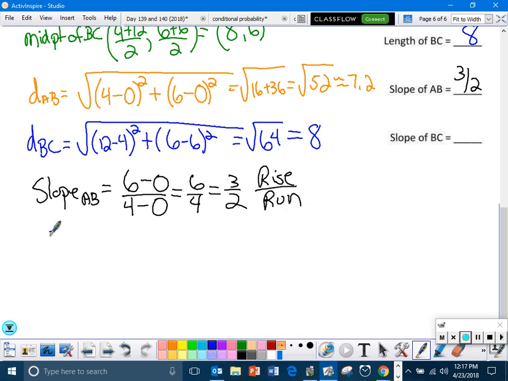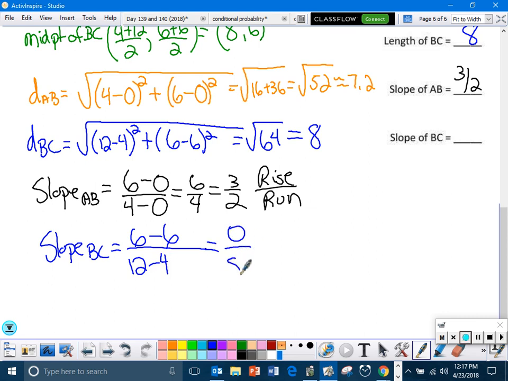And finally, the slope of BC. Again, the y2 value is 6. The y1 value is 6. The x2 value is 12. The x1 value is 4. Well, 6 minus 6 is 0 over 8, which is 0. You could have figured that out without doing that because it's a horizontal line. Horizontal lines are always 0.